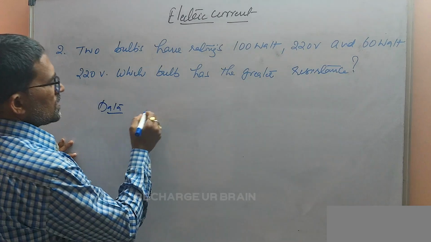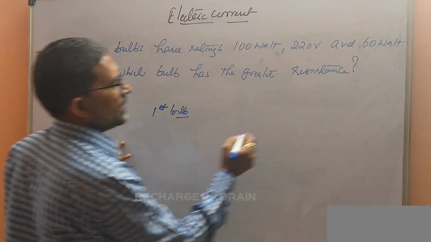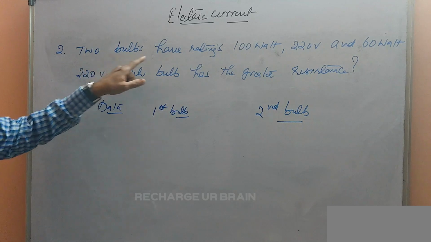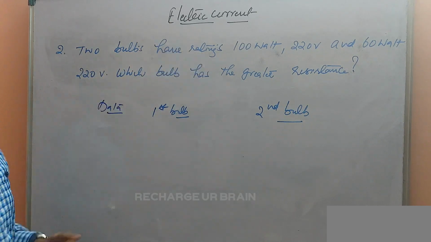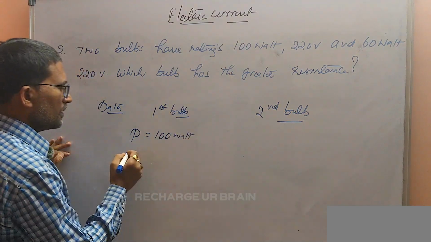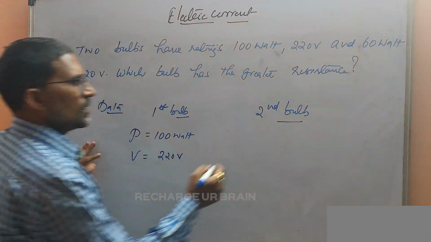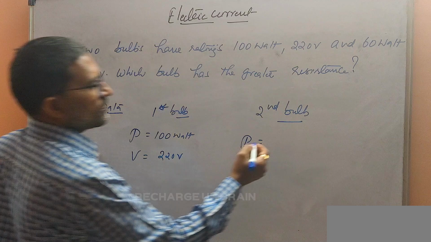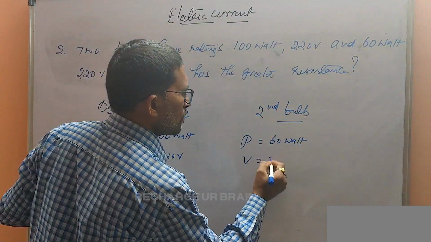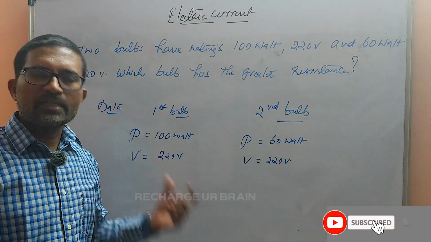For easy understanding, I am writing first bulb and second bulb. Two bulbs have ratings 100 watt, 220 volt. Power was given. First bulb power is 100 watt. Potential difference, nothing but voltage, is 220 volt. Second bulb power is equal to how many watt? 60 watt was given, and the voltage V is equal to 220 volt. He asked to find out which bulb is having a greater resistance.